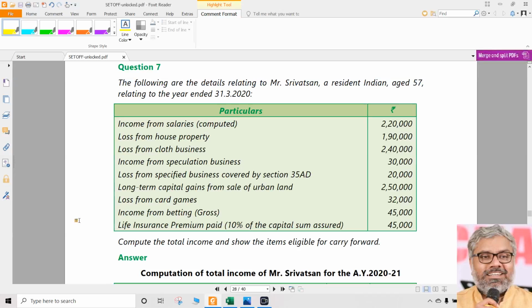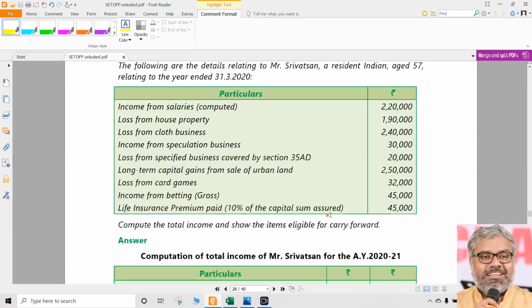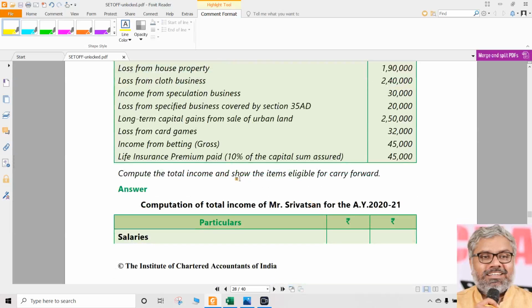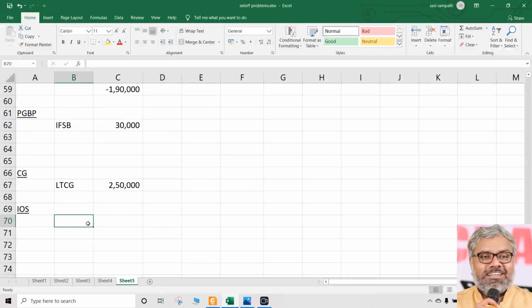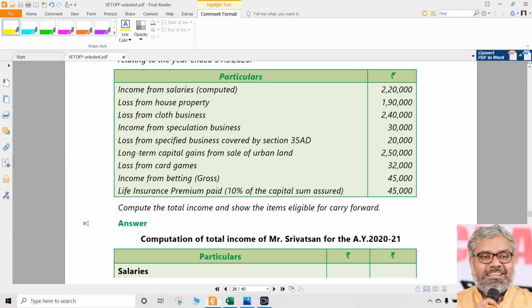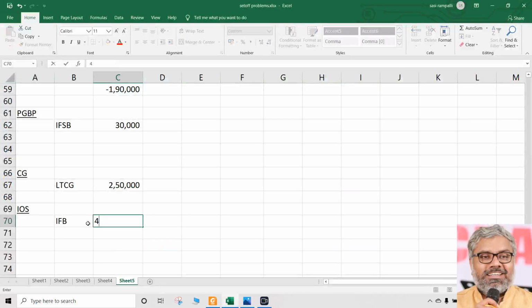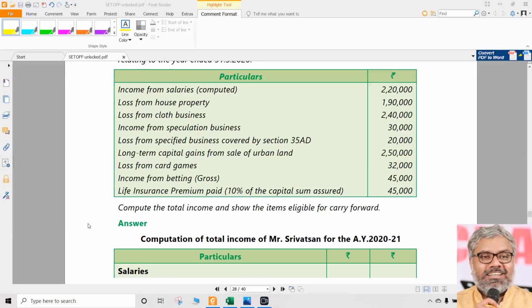Then loss from card games, just ignore it. Loss from card games, we should not be setting off, nor carrying forward. Nothing can be done with that. Nobody can claim any deduction. You cannot say, I played cards and got a loss, so let me set it off. Not possible. Just ignore it, and write a note. Income from betting is 45,000. That is taxable as casual income. That is definitely taxable.